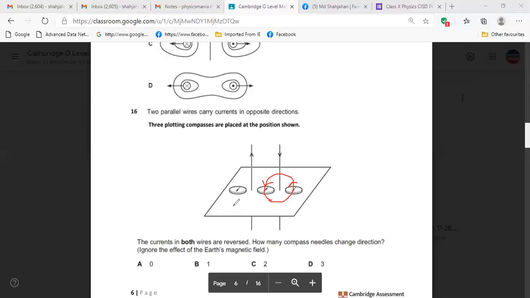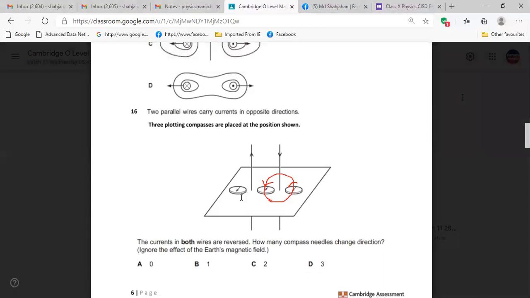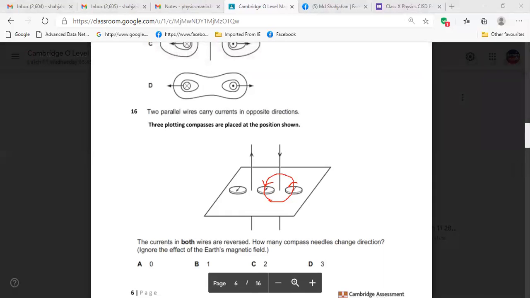So if it is reversed, it is now anti-clockwise, so it will be clockwise, isn't it? If it is clockwise, already this one is done, right? It's coming to clockwise direction, but this one is left, so it will also be clockwise, right? So three changed, isn't it? Yes. All three changed. So our answer should be Dhaka.